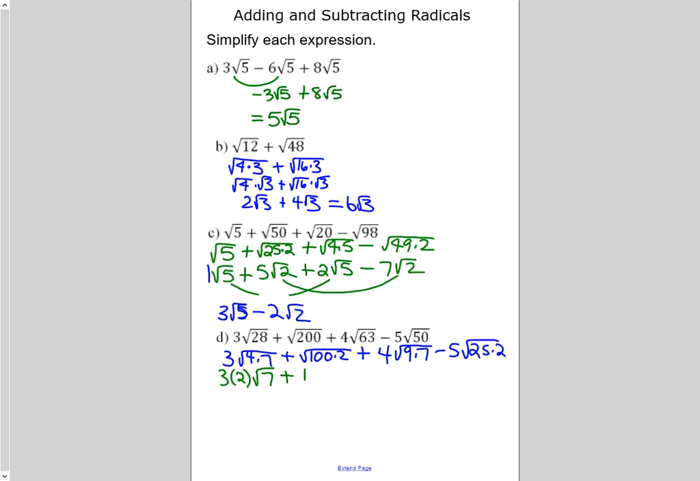Plus, square root of 100 is 10, root 2 stays. Plus 4 bracket, square root of 9 is 3, root 7 stays. Minus 5, square root of 25 is 5, in brackets, root 2 stays. So by simplifying the radicals, we're going to end up with these two numbers in front, but we're just going to multiply them. So 3 times 2 is 6, root 7 plus 10 root 2. 4 times 3 is 12, root 7. And then negative 5 times 5 is negative 25, root 2.